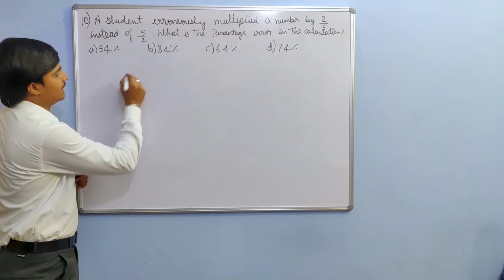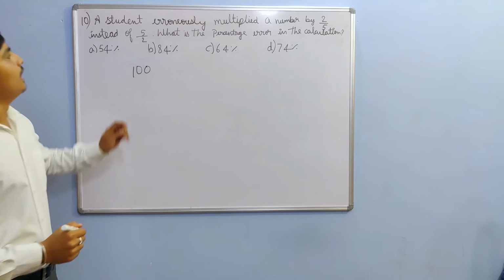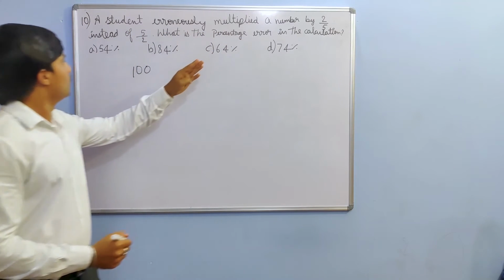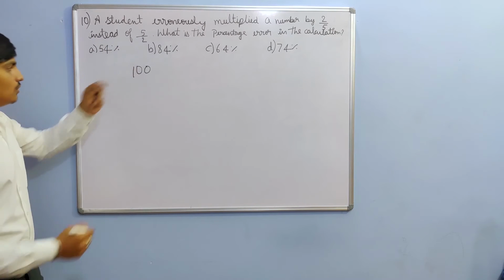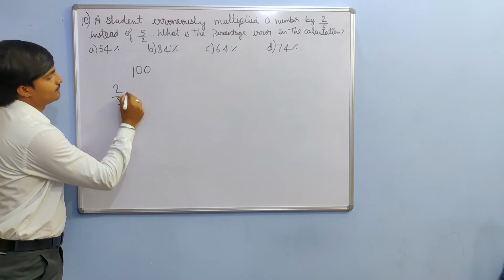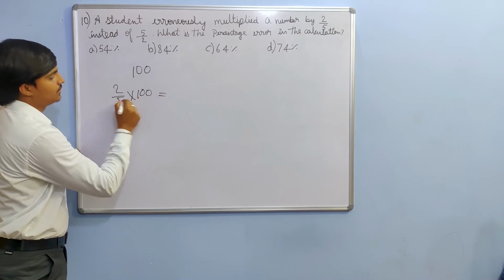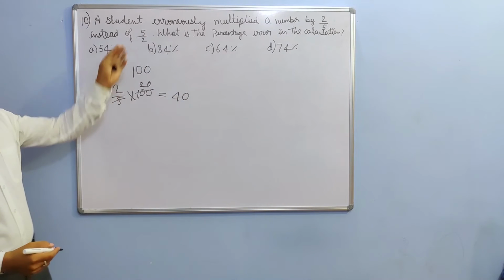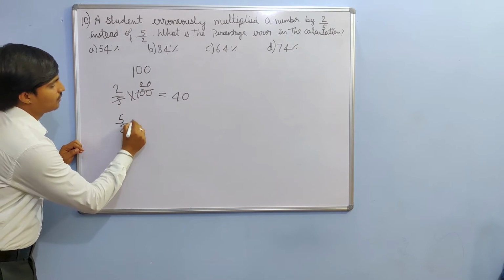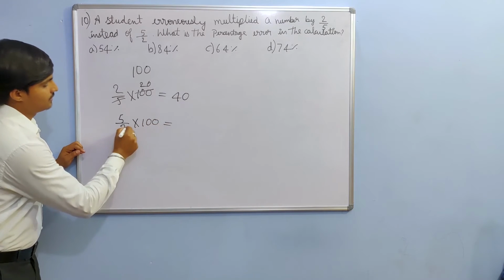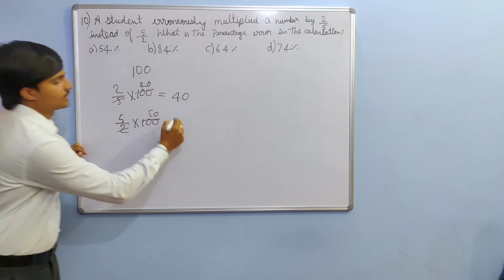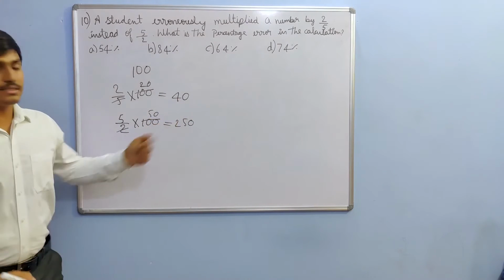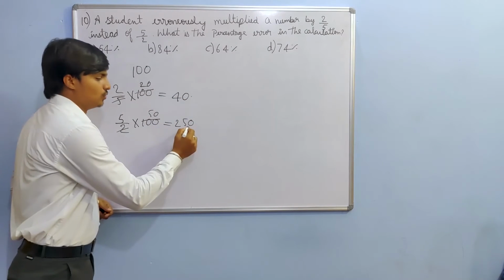Let the number be 100, and the question they have given, a student erroneously multiplied a number by 2 by 5 instead of 5 by 2. So 2/5 of this 100, which is equal to 40, and 5 by 2 of that number is 250. Here the student has got 40 instead of getting 250.